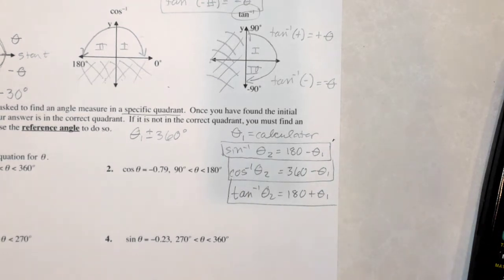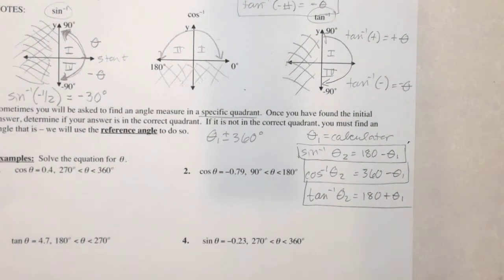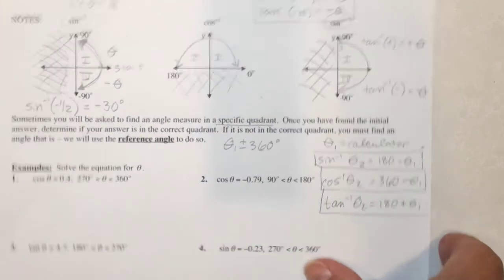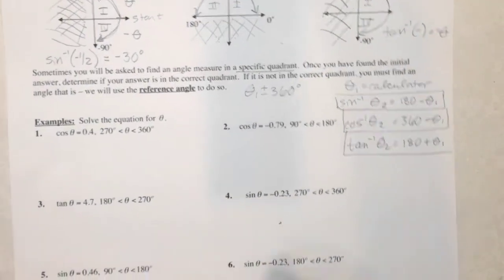So there's a lot of really nitpicky things to think about as we go through here. So let's do these examples and then we should be good to go. Alrighty, so the first example is looking for cosine.